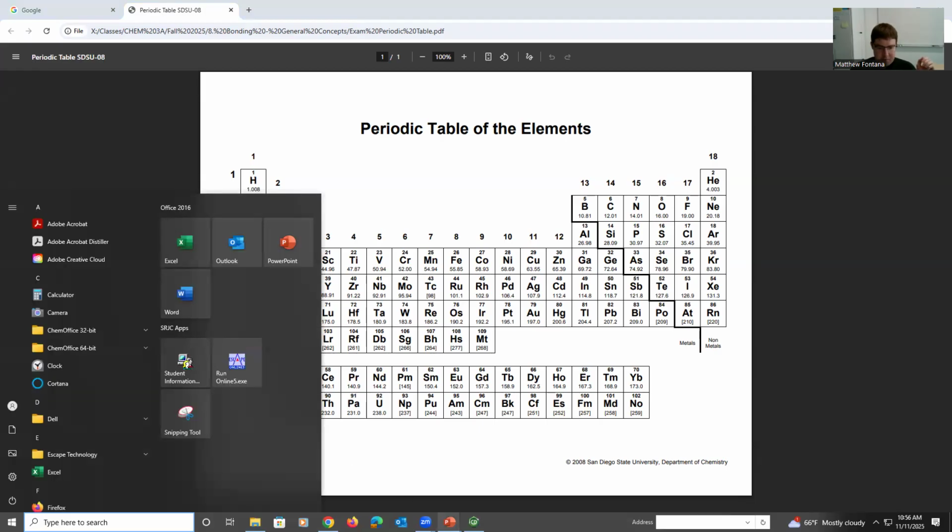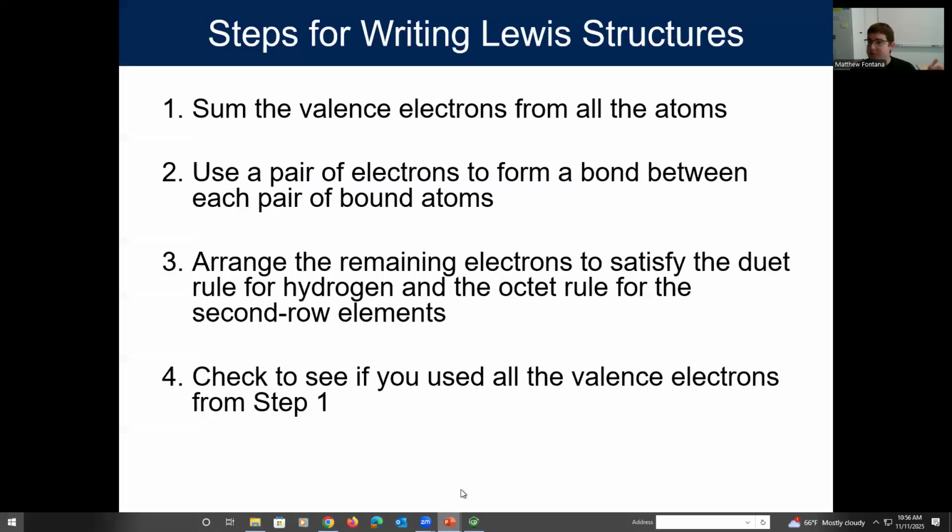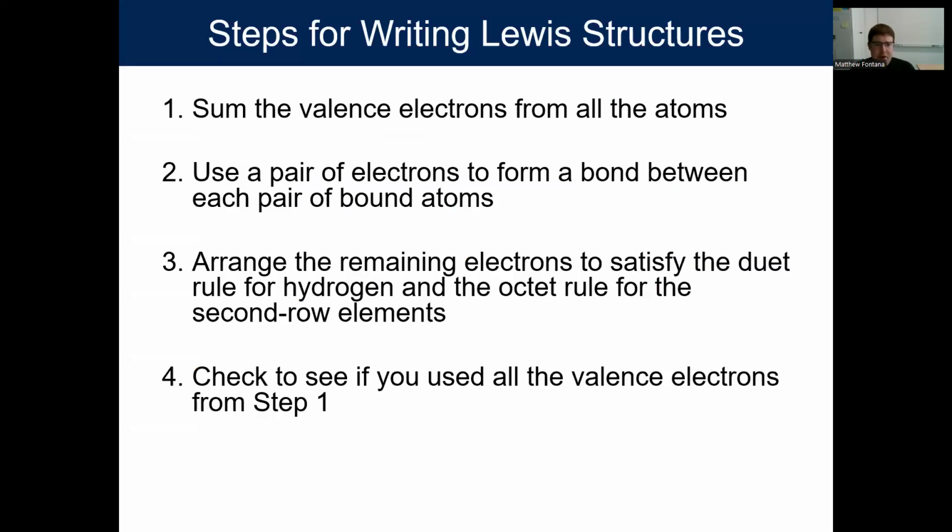And so that's step number one. Then, in step two, we use a pair of electrons to form a bond between each pair of bound atoms. Step three, you arrange the remaining electrons to satisfy the duet rule for hydrogen and the octet rule for second-row elements. Then you want to see if you used up all the valence electrons from step one.